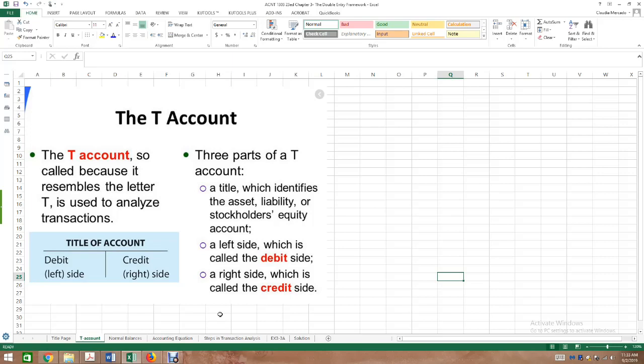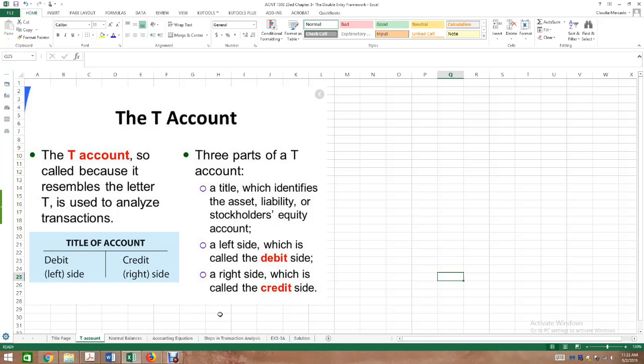Okay, there's three components to the T account: the title, the debit side, and the credit side. Okay. So every time that you're going to record transactions, you have to have one T account per account. Okay, so let's say you have cash, supplies, utilities expense, capital, whatever the case may be. You need to create one T account per account that you're using.